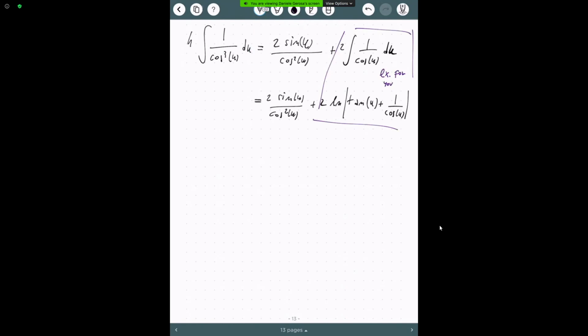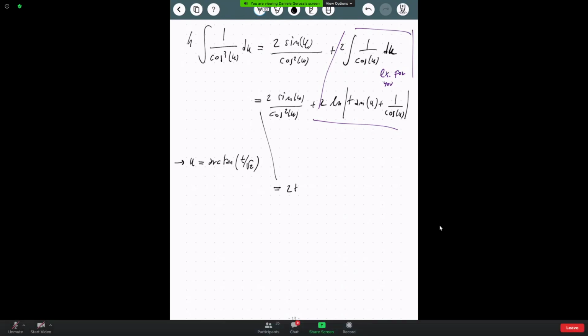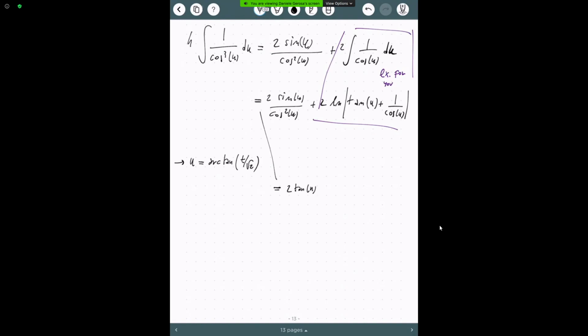Okay, now we have to go back to the previous variable. We did a change of variable that was t equal to the square root of 2 times the tangent of u, and that means that u is equal to the arctangent of t divided by the square root of 2. So we have to go back. First of all, this is actually 2 times the tangent of u, because we have sine divided by cos squared, and we just take one cosine, and then we have cosine of u, plus 2 times logarithm of tangent of u plus 1 divided by cosine of u.